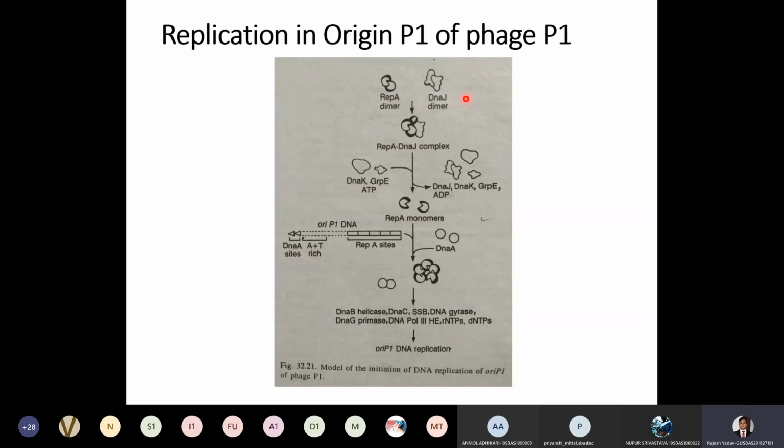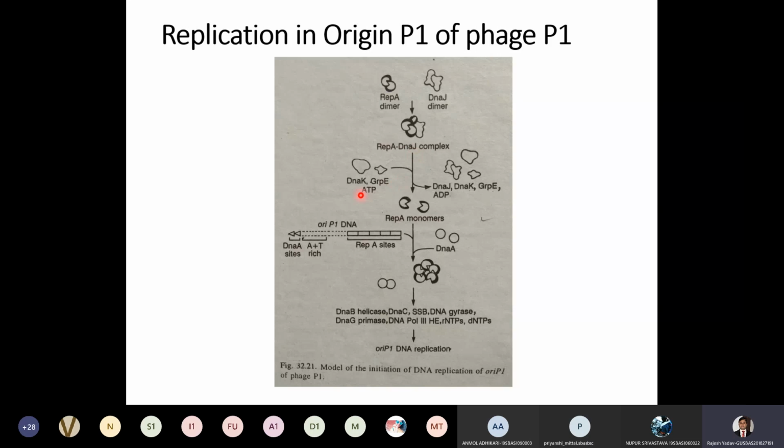That is why it is written as two DnaJ proteins that form the dimer, and two RepA proteins will combine and form a dimer. So the total is four proteins. So the RepA dimer and DnaJ dimer both will combine and form the tetramer. And this tetramer first comes and first makes the complex. And in the next step, what happens?